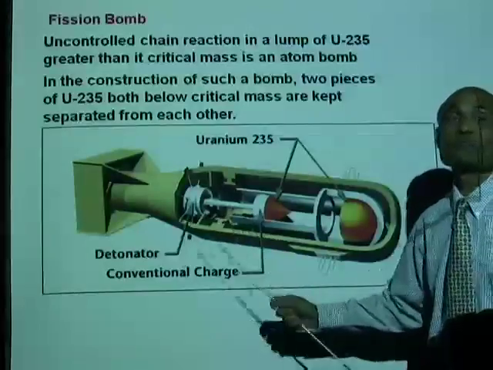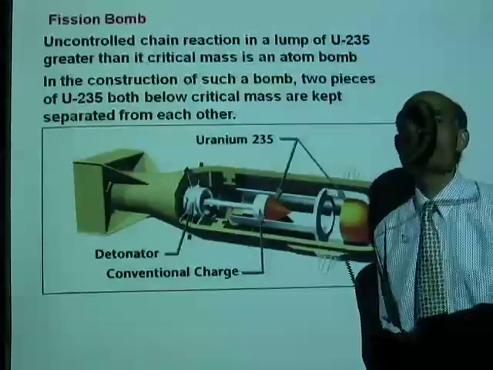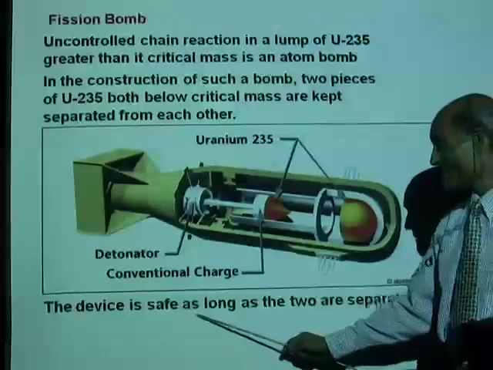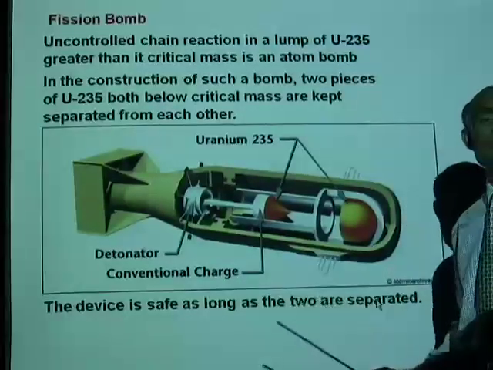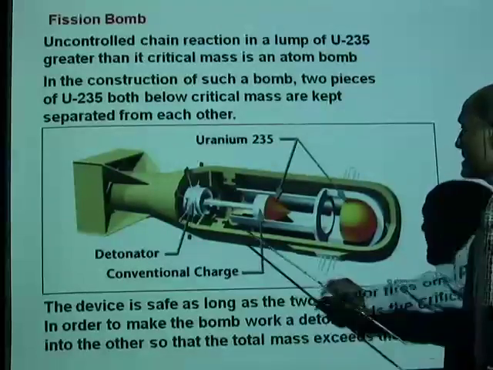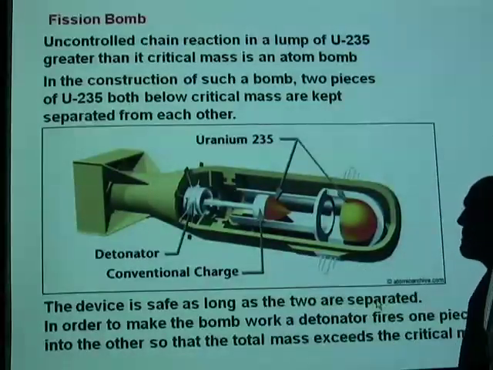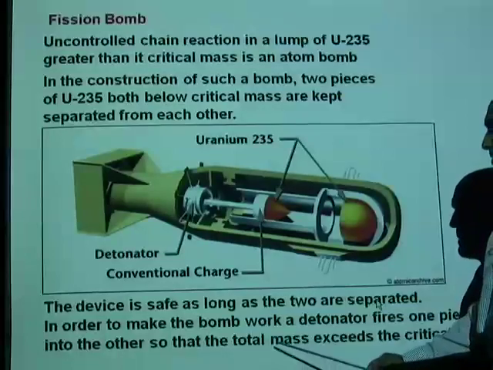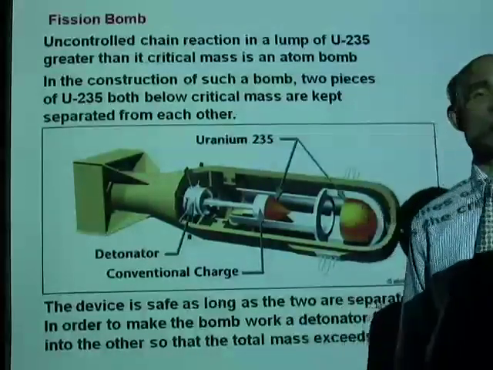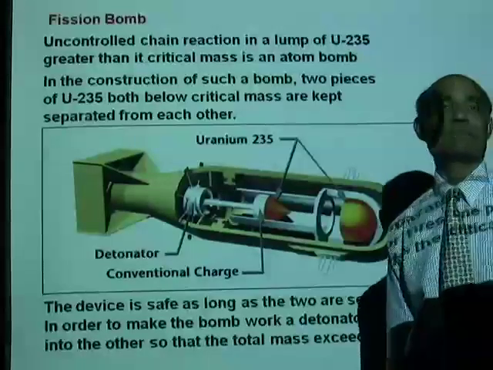You cannot do it before dropping it, because you need to look after your own life. So the device is safe as long as the two pieces are separated. In order to make a bomb, the detonator will fire one piece into the other so that the total mass exceeds the critical mass. Then you have a bomb.